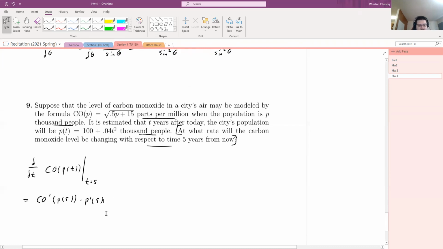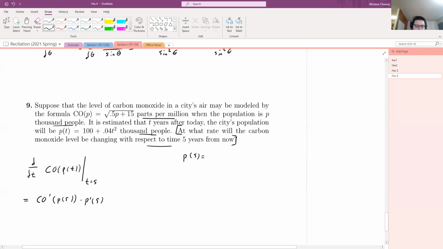Okay. And I'll remark one thing. This prime here actually is not a derivative with respect to time, but with respect to P. This is with respect to the population. So this is the derivative for this carbon monoxide function. So now we have basically the template for what we need to evaluate. I'm just going to go ahead and evaluate now. Thankfully, I have all these calculations done already. Otherwise, some of these do require a calculator.